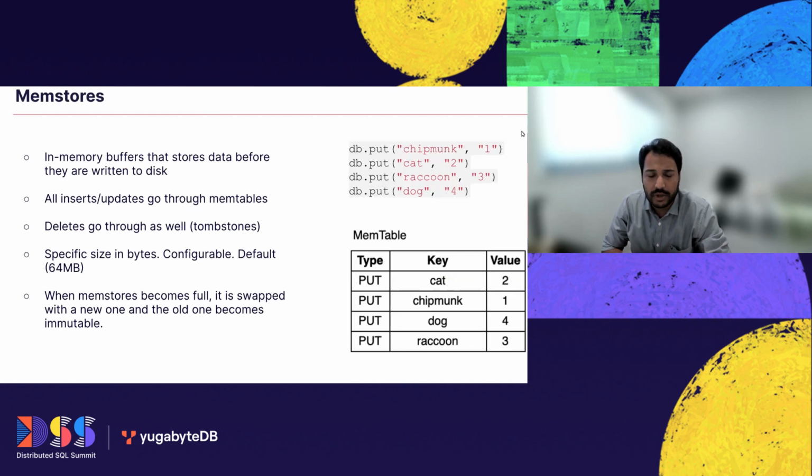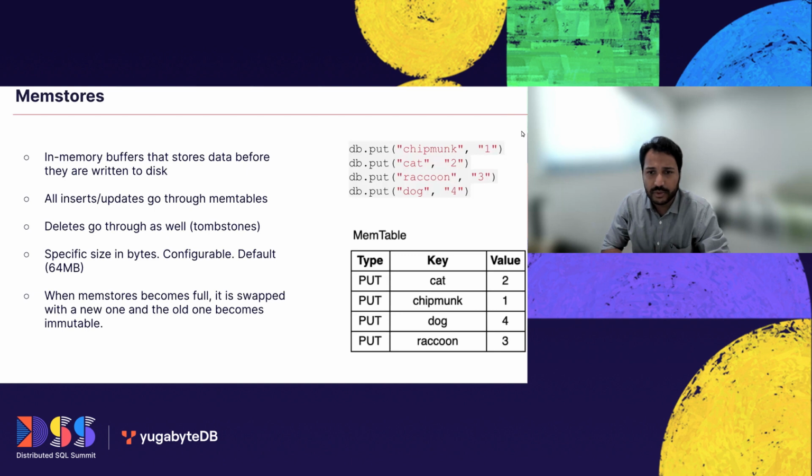So the first thing that we'll be talking about is memstores. Now, memstores are, as the name suggests, memory stores or memory buffers that store your data in memory before that data is written onto the disk. So any write operation, which means your inserts, updates, and deletes, goes into the memstores. In Yugabyte, there's a specific size in bytes. The default is 64 MB. However, this can be configured depending on the use case.